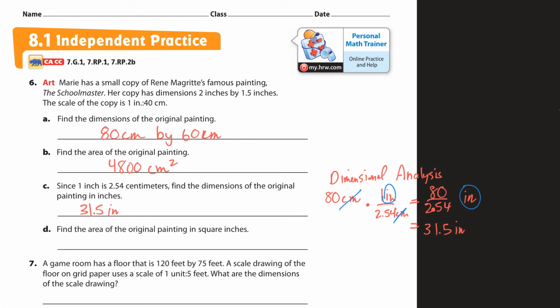So I have 60 centimeters. And I know I'm going to have to divide by 2.54. I've already established that in the previous one. So I'm just going to take that divided by 2.54. And I have 23.6. So it's 31.5 by 23.6 inches.